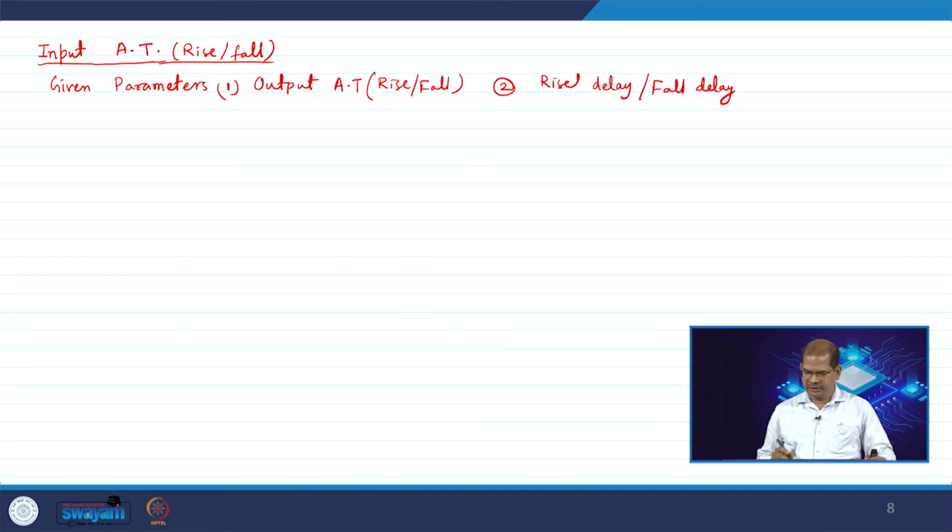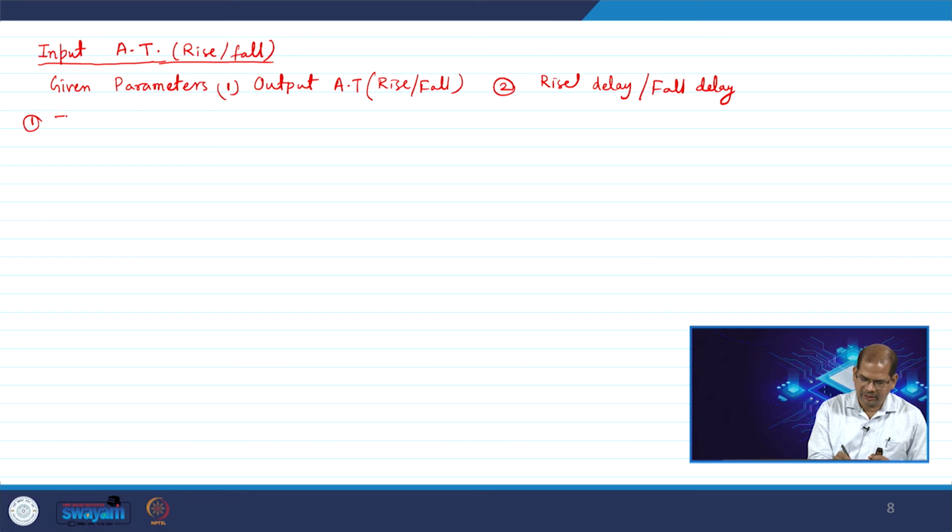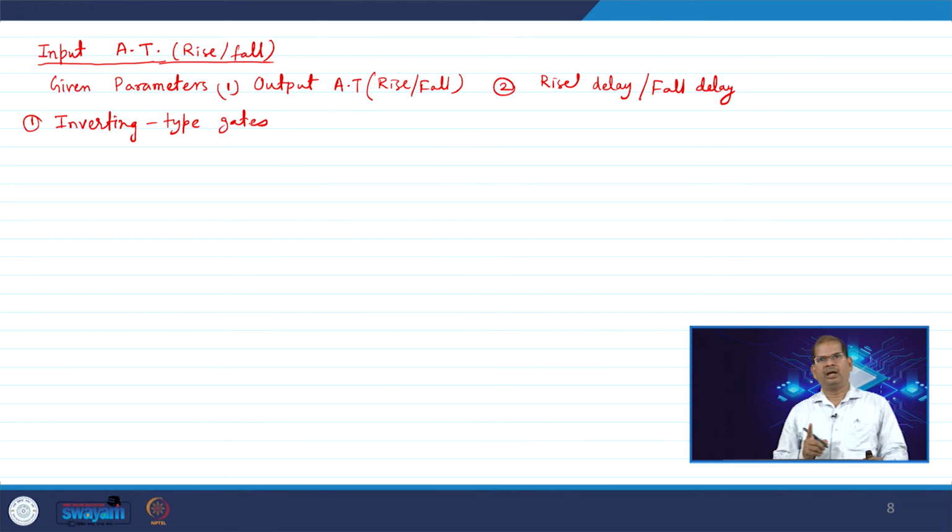Okay. Here we have two types of gates. First, I will do it for the inverting type gates. For inverting type gates, one case is a single input.